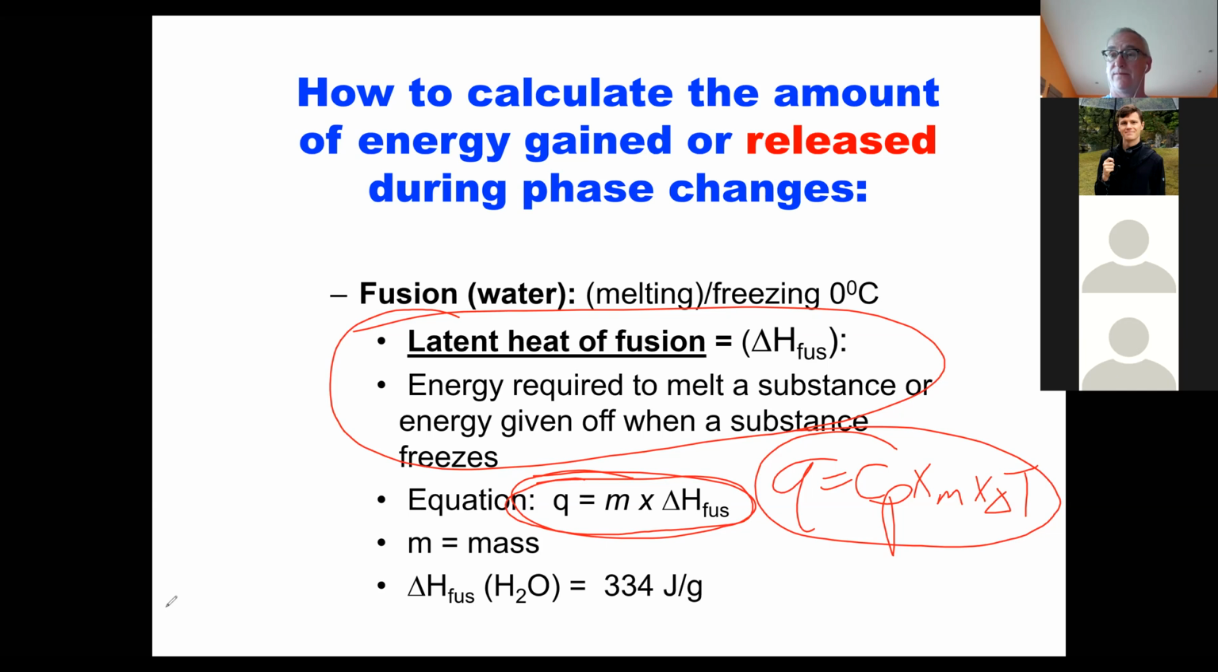There's no temperature. When we calculate Q in solution, we take into account the change in temperature. How come we don't do that when we're calculating the heat of fusion for either melting or freezing? How come we don't do that?